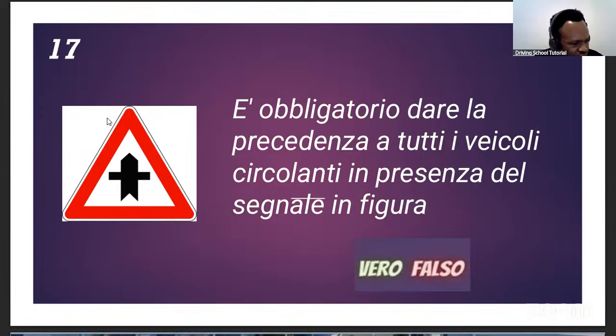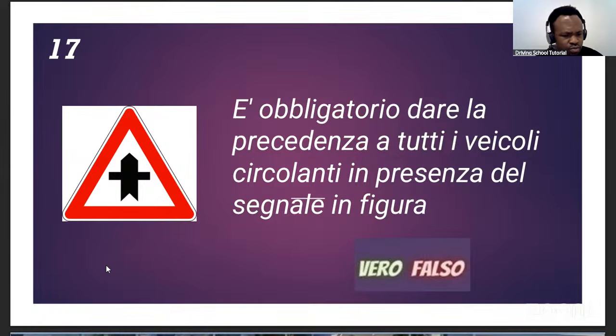Vero o falso? Is it true or false to question number 17? È obbligatorio dare la precedenza a tutti i veicoli circolanti in presenza del segnale in figura.